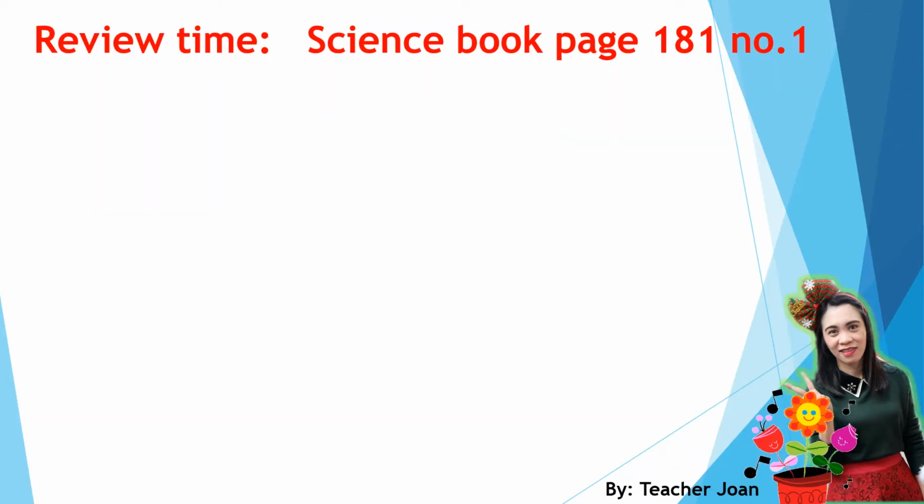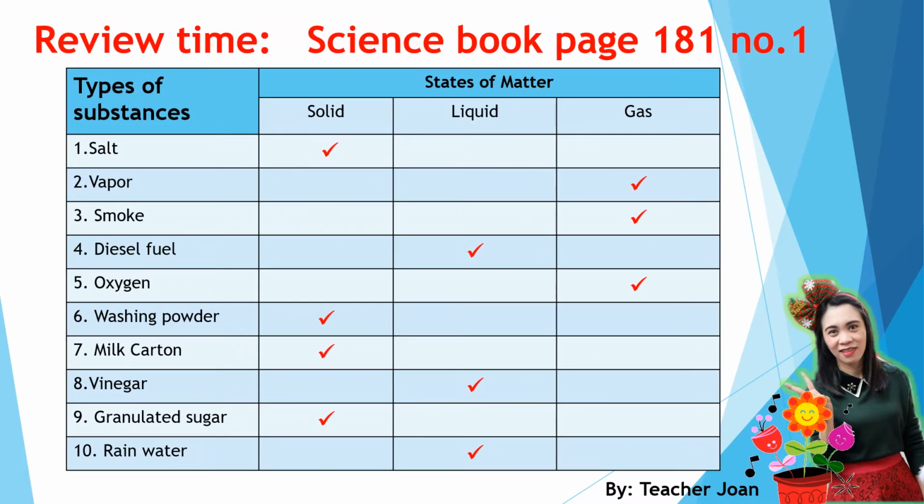Now let's review the answer on your science book, page 181, number 1. As you can see, we have the types of substances: salt, vapor, smoke, diesel fuel, oxygen, washing powder, milk carton, vinegar, granulated sugar, and rainwater. We also have solid state, liquid state, and gas state. Now, please check your answer if you got the correct one.